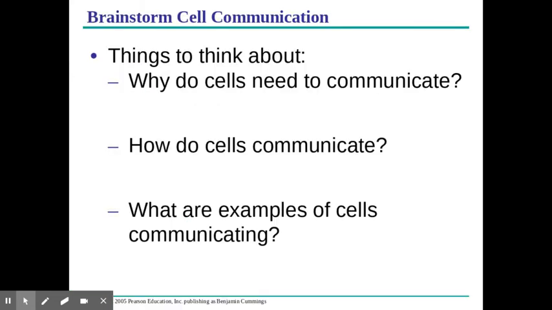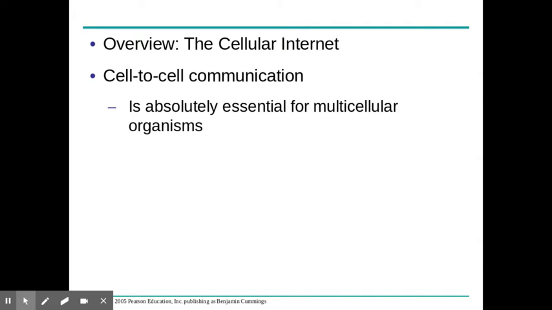So here we go. Some things to think about. Why do cells need to communicate? How do cells communicate? What are some examples of communication with cells? This is an absolutely essential part of a multicellular organism. We have all kinds of different cells. If you think about all the different cells in a multicellular organism, it's very numerous, okay? But they need to be able to interact and communicate with each other.